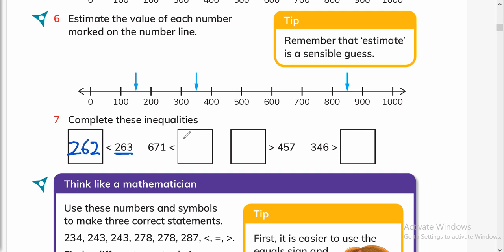So for students, writing the very next number would be much easier for them. Okay, any number that is greater than 457, that is 458.